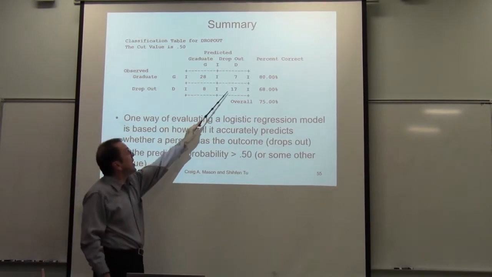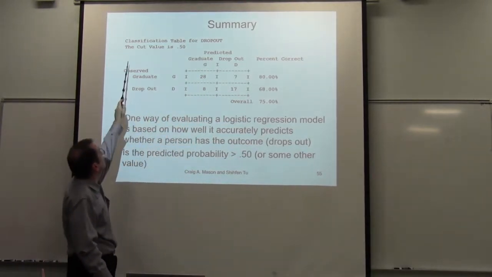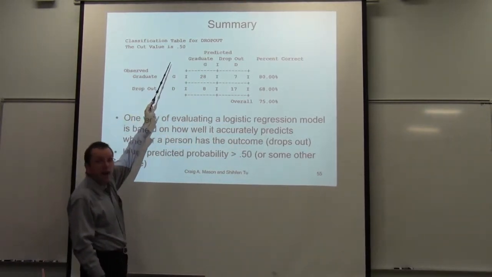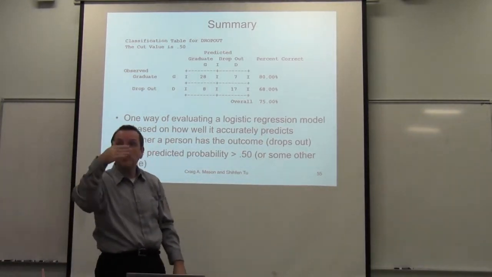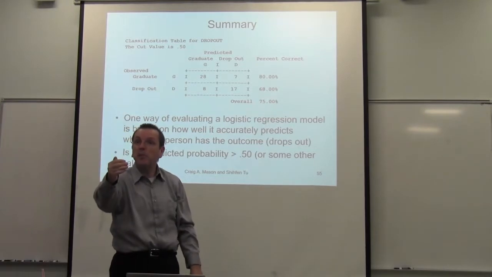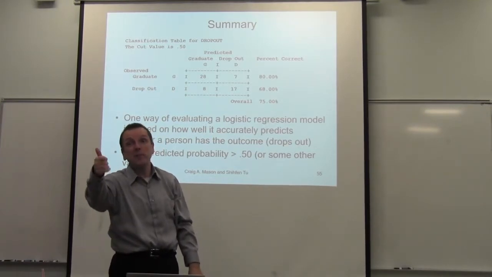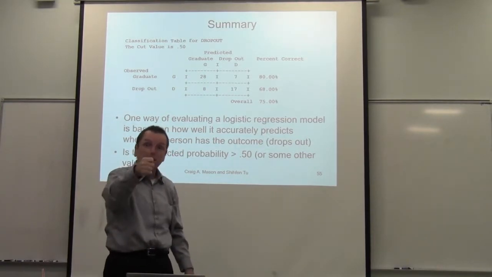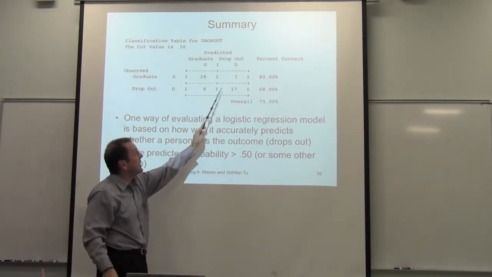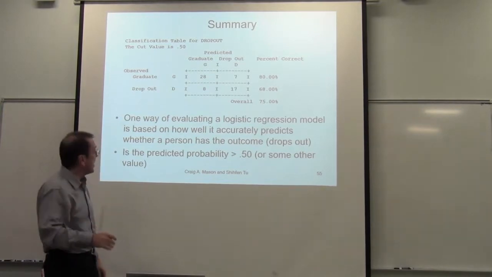Now, this is based on some cutoff. Notice it says the cut value is 0.5. It's saying, if I plug in your value and the probability is greater than 0.5, I'm going to say you're a 1. If it's less than 0.5, I'm going to say you're a 0. So that's how it's making that cutoff decision, which we'll talk about in just a sec.